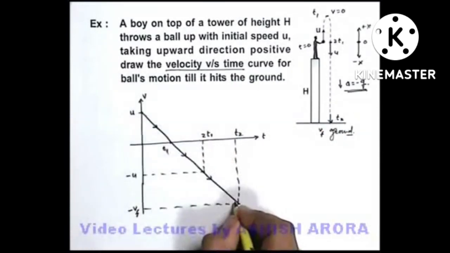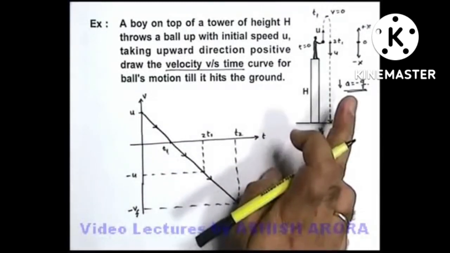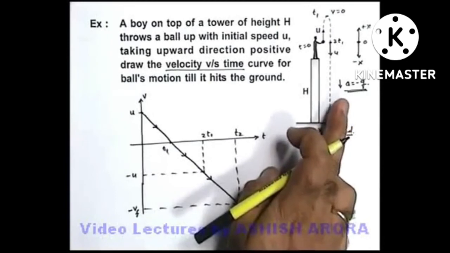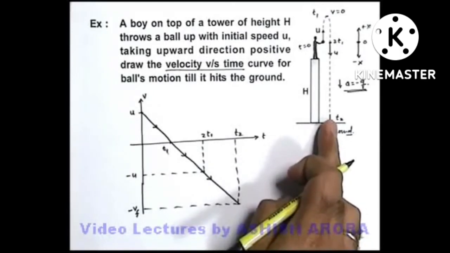So the same straight line will be carried on as the velocity time graph, as throughout the motion the acceleration is minus g. As neither the direction nor the magnitude of acceleration is changing, the straight line will be carried on from the starting to the end point of motion, that is the time when this ball will hit the ground.